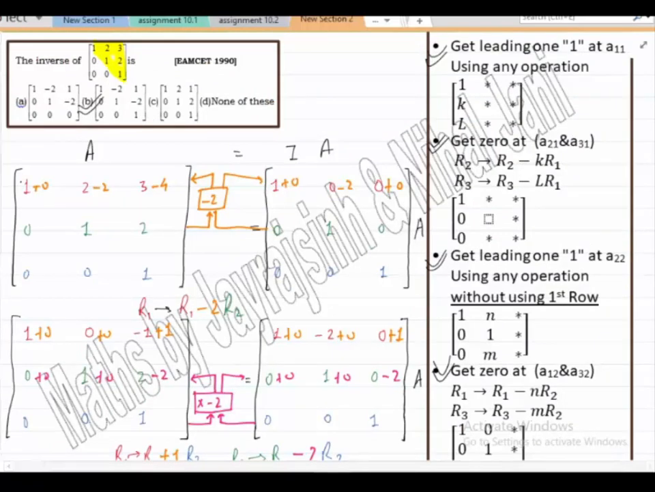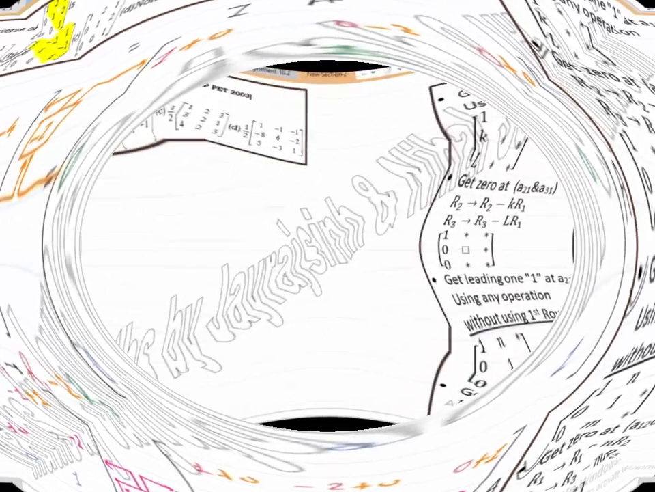Here you should know that the inverse of an upper triangular matrix is also an upper triangular matrix, right? Remember this, it will be helpful in future.